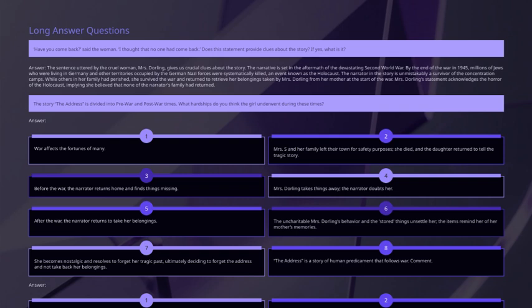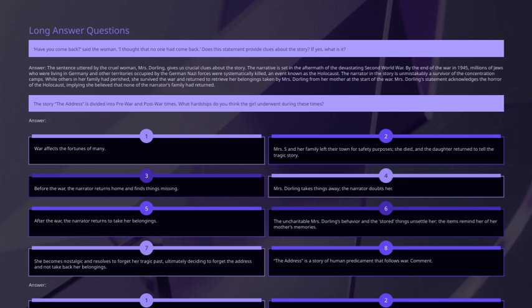In the end, she becomes nostalgic and resolves to forget her tragic past, deciding to leave the address behind and not reclaim her belongings. After the war, the narrator returns to reclaim her possessions, but before the war, she had returned home only to find things missing. War affects the fortunes of many, leaving them to rebuild their lives from loss and devastation.